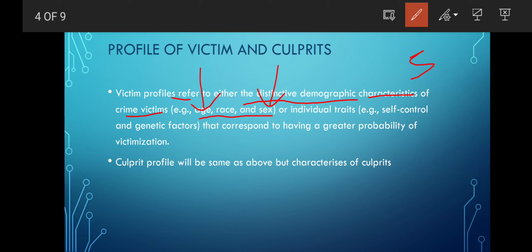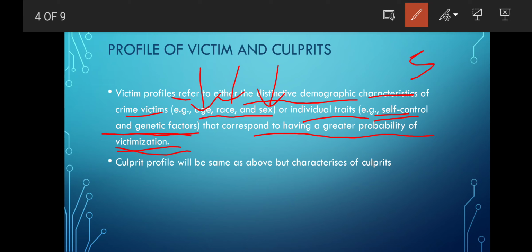Then race, like a particular group only killing a particular race, like we can take the example of Hitler. Or individual traits, for example self control and genetic factor. Genetic factor means only the people belonging to a particular community or background, or those having curly hair or any genetic factor, or the color of the skin, anything that corresponds to having a greater probability of victimization. So here the profile of the victim is described.